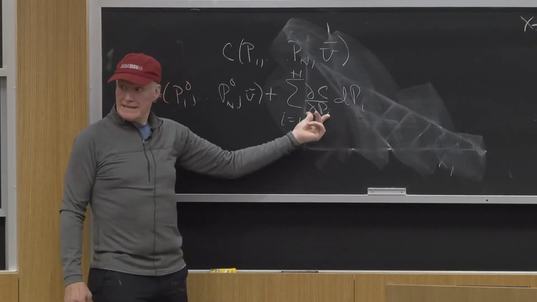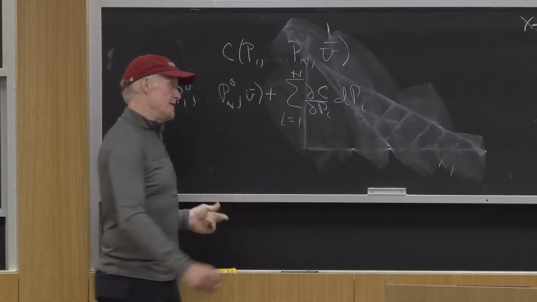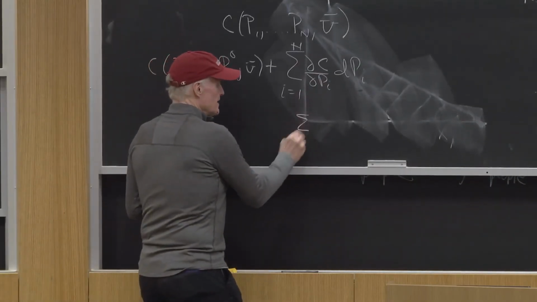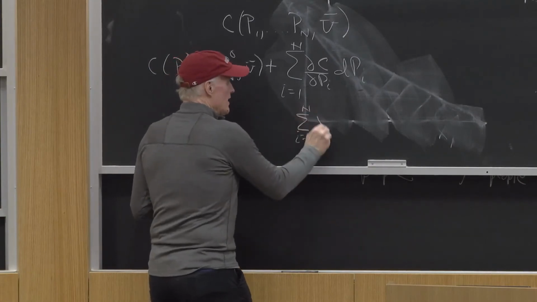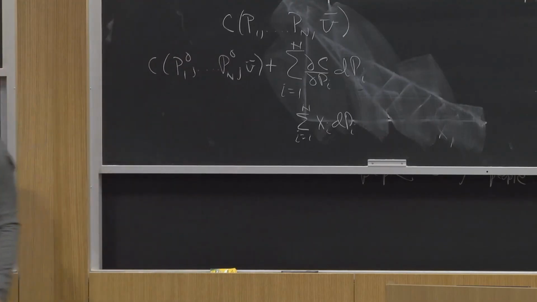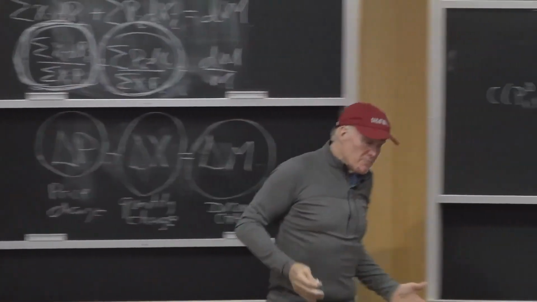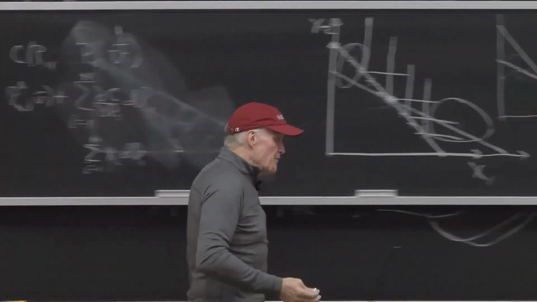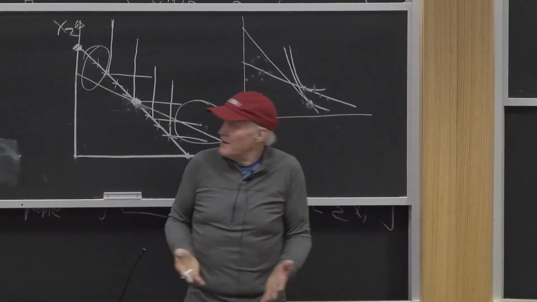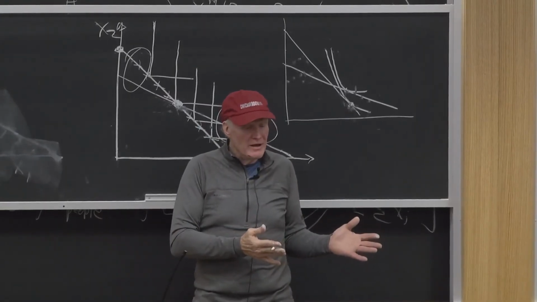What's partial C, partial Pi? That's xi. So this is the sum from i equals 1 to n of xi dPi. So the reason this term makes sense is because it's a first order approximation to the cost function. When we've got a bunch of prices changing at the same time, we want to ask did prices go up or down. We're going to weight those price changes by the quantities consumed.